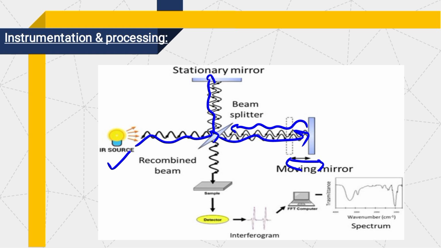Reflection is produced by the mirrors and both rays come back. Here they recombine and the recombination results in a specific interference pattern. After the interference is produced, the interfered rays are passed through the sample and then to the detectors. After the detectors, an interferogram is produced, which is further processed by the computer, and then we get an output that is called the FTIR spectrum.